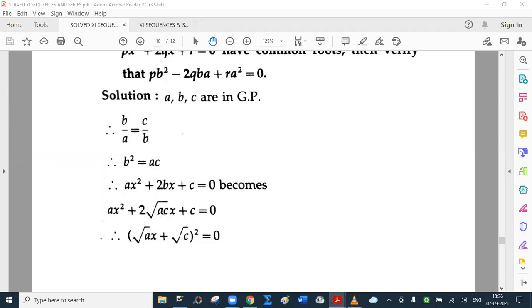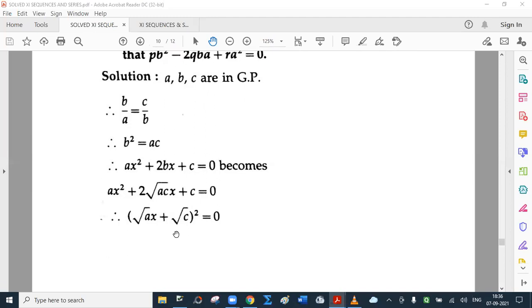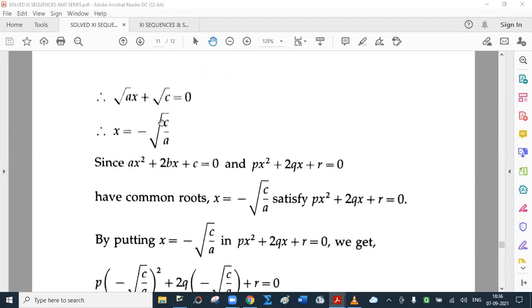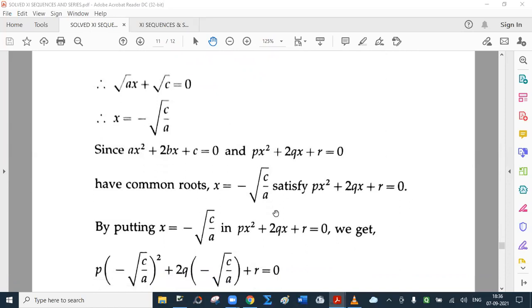Note that the left hand side is a perfect square: root a into x plus root c, bracket square, equal to 0. Remember, x is not under the radical sign. So root a x plus root c equals 0. So what is x? Minus root of c upon a. Since these two equations have common roots, I can say that x equal to minus root of c upon a satisfies this equation. Replace every x by minus root of c upon a.